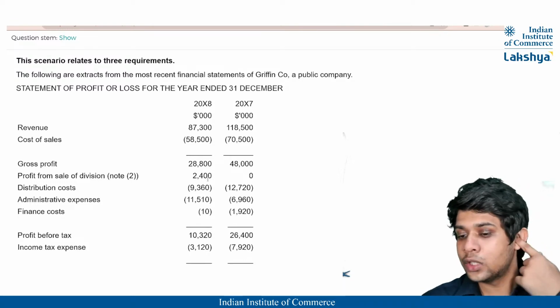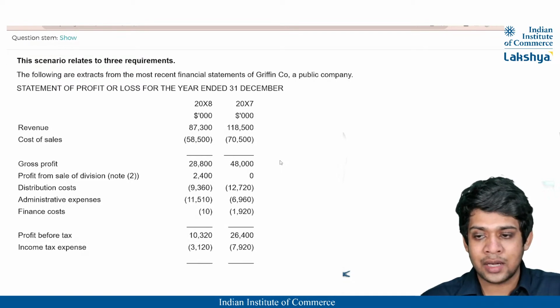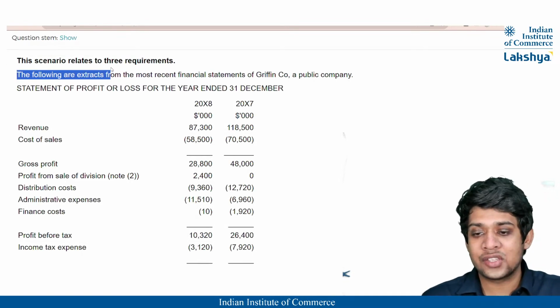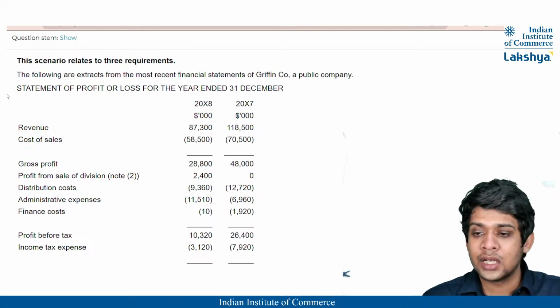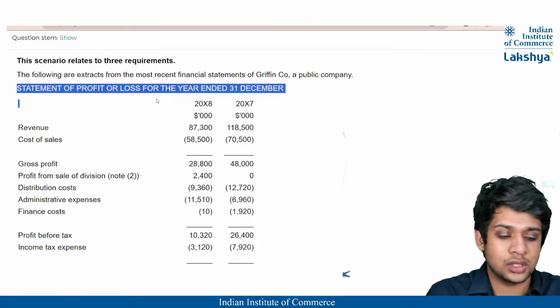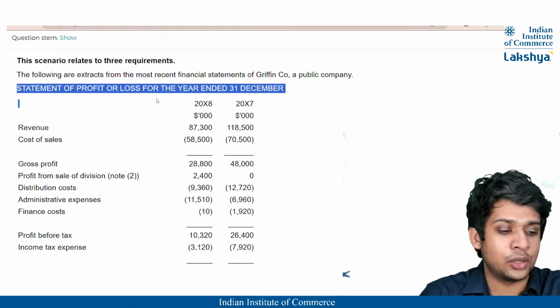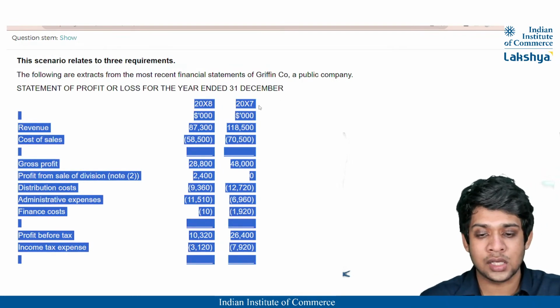So let's get started with the question and then look at the required information as well. The following are extracts from the most recent financial statements of Griffin Company, which is a public company. The statement of profit or loss for the year ended 31st December 2007 and 2008 information has been provided to us.